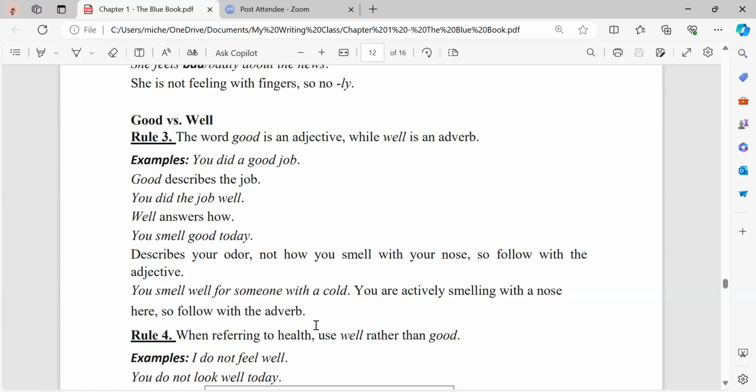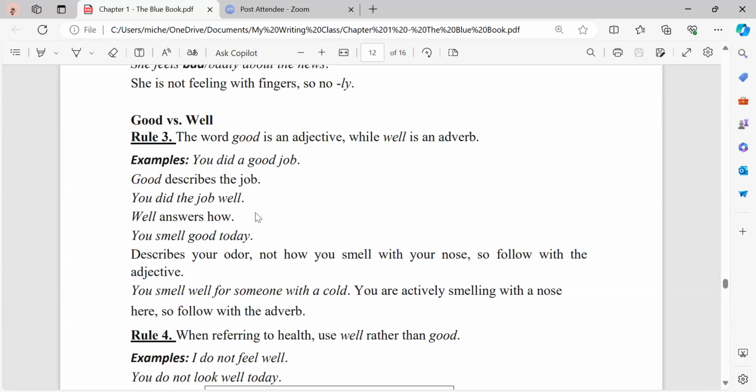The adverb, okay. So how should I put this? Good here describes the job, describes a verb. Noun, not a verb. Sorry, I mean, it describes a noun. Then it is an adjective. We use an adjective. We could not say you did a well job. That would sound really weird. But you did the job well. Now, well right here describes how you did the job. Then you did the job well.